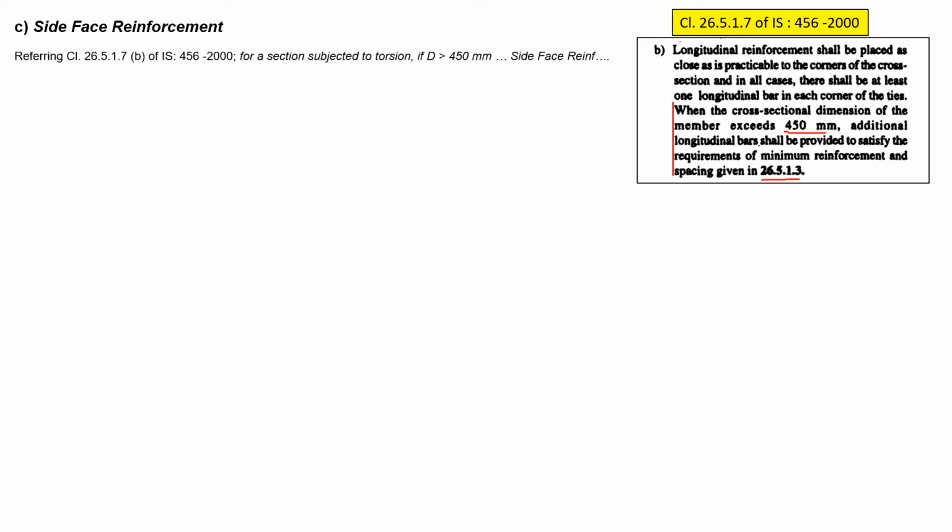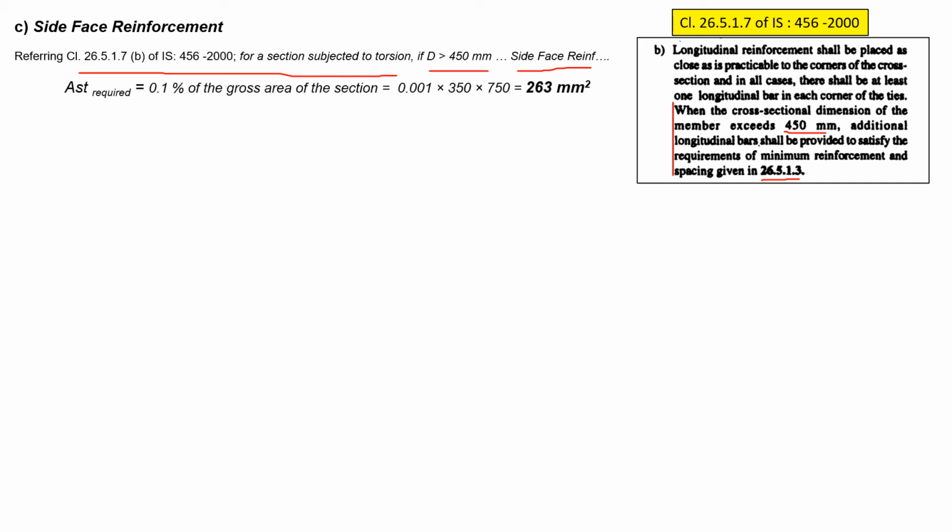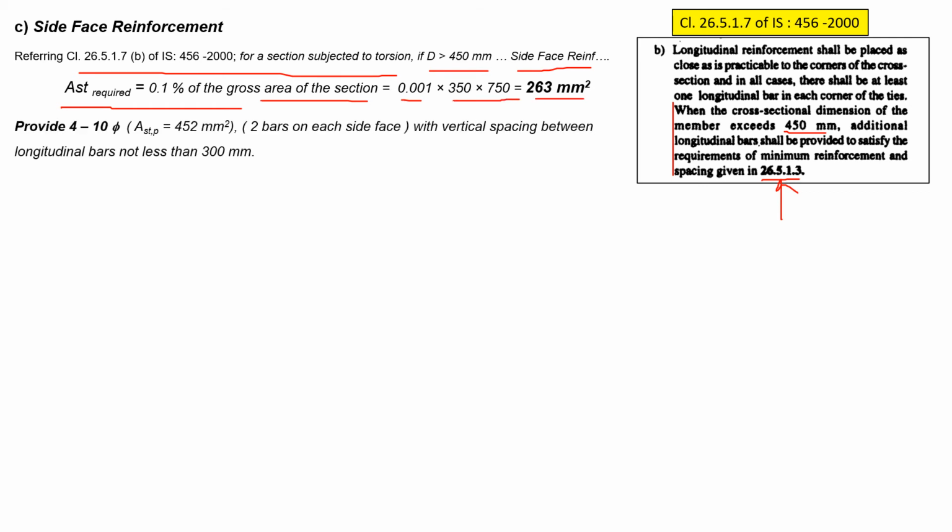So referring to clauses 26.5.1.7 and 26.5.1.3, as we have discussed, since the depth of the section is more than 450 mm, we need to provide the side face reinforcement. As per clause 26.5.1.3, the minimum area of steel to be provided as side face reinforcement should be 0.1% of the gross area of the section. So 0.1% of 350 into 750 comes out to be 263 millimeter square.